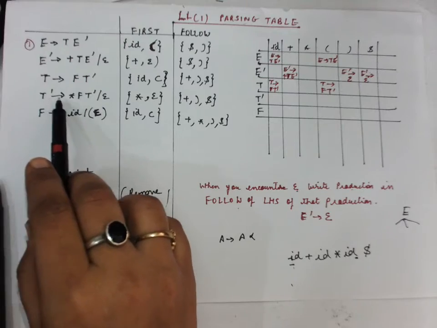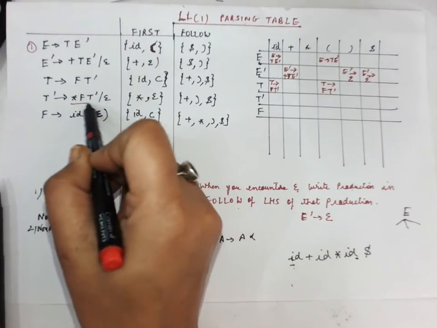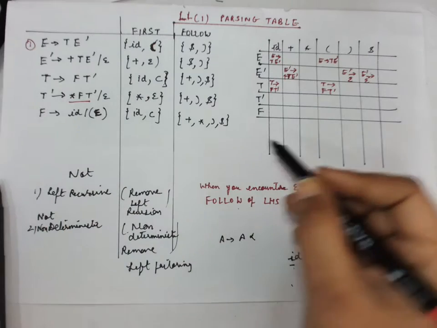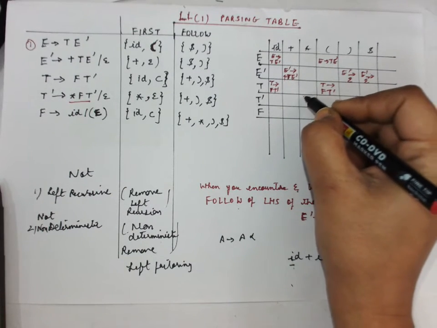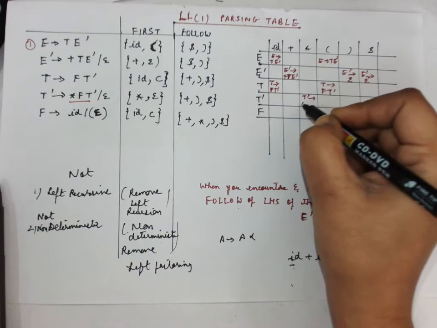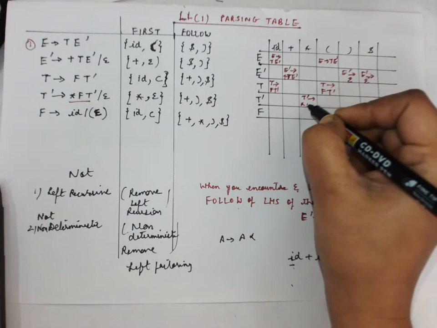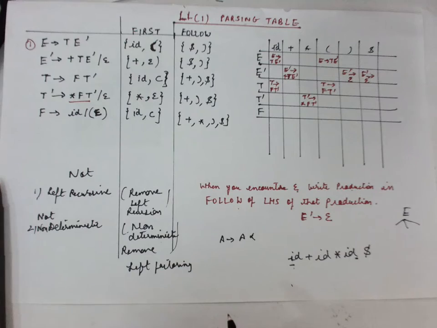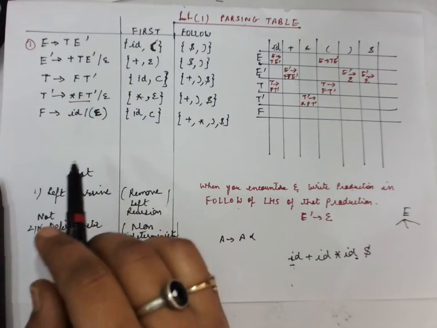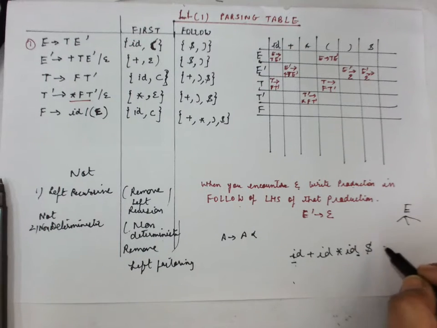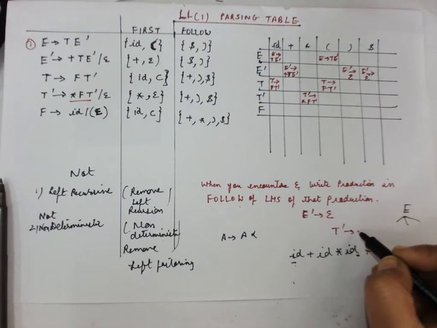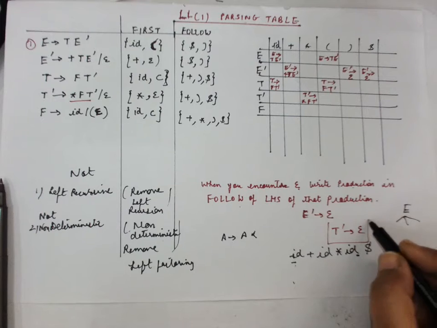Here T dash, first we will see this production, T dash gives plus FT dash. So for this we will be writing star. So what is here, you have T dash gives star FT dash, because this is the first of this. Then again you will see T dash gives epsilon is another production. So again we have the same thing.